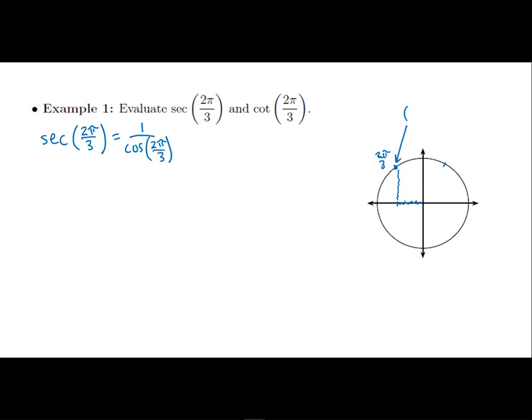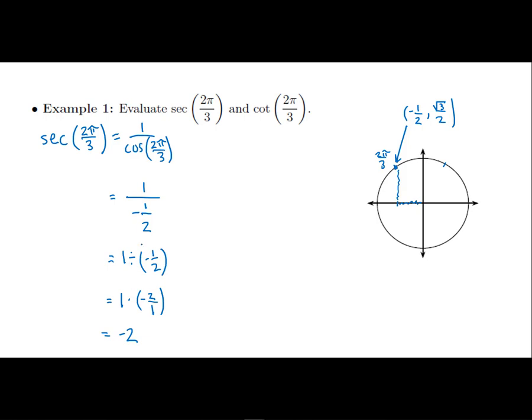So the x value here is the shorter side, so that should be my negative 1/2, negative because it's in the second quadrant. And the y should be root 3 over 2. But for this one here, the cosine is the x value, so we know that this is 1 over negative 1/2, which is just 1 divided by negative 1/2, which is equal to 1 times the reciprocal, negative 2 over 1, which would equal negative 2.